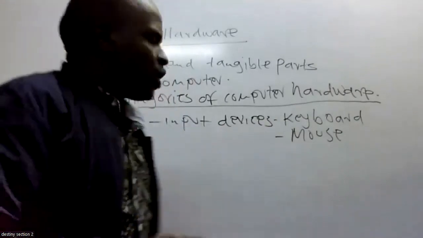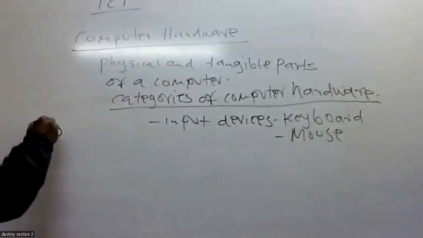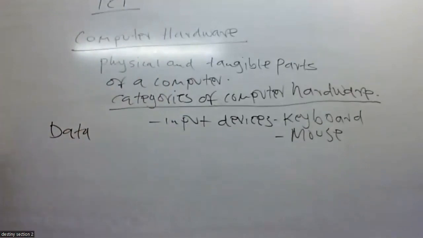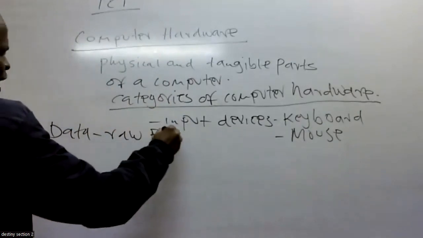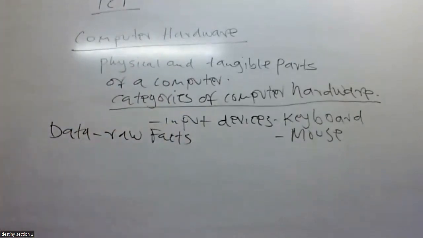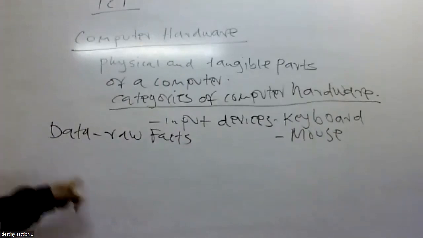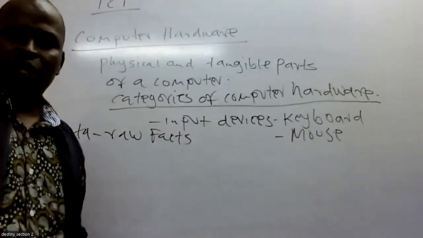And you remember, we said that we have what we call data. And what is this data? We say this data is the raw parts, the raw information that is yet to be processed.